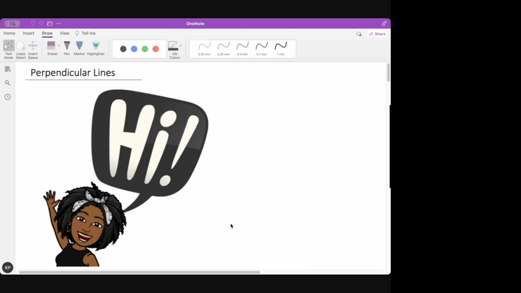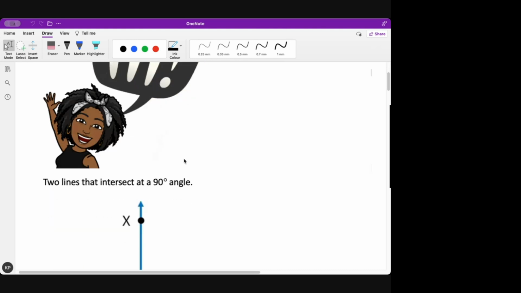Straight lines from up to down? Not necessarily. Does anyone have another suggestion? Those would be parallel lines. And yes, they are lines that cross or meet at a 90-degree angle. So that's what we'll be speaking about today.